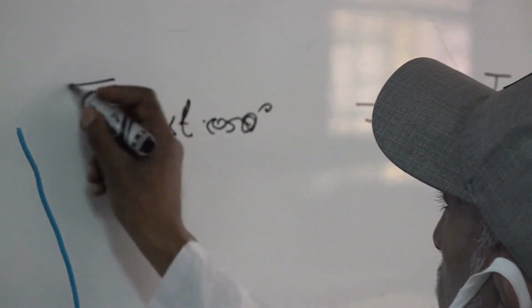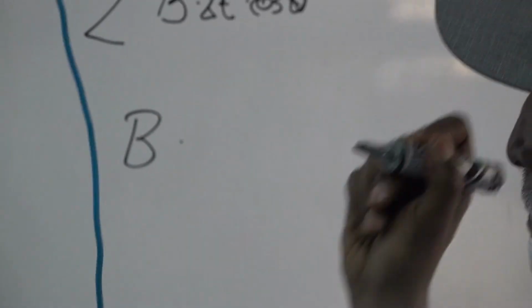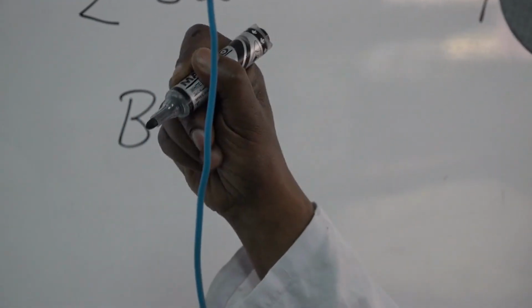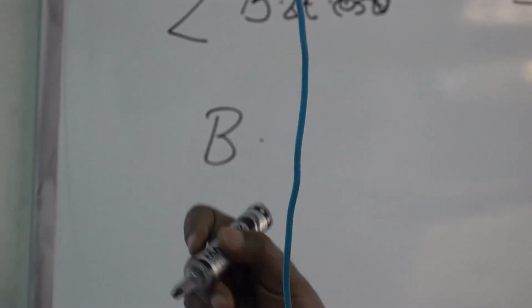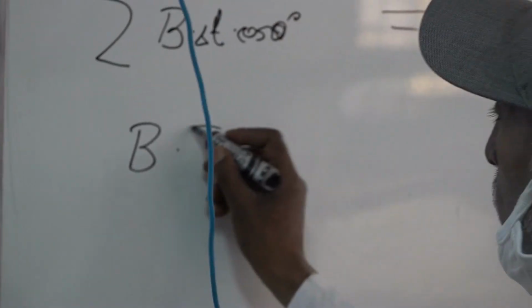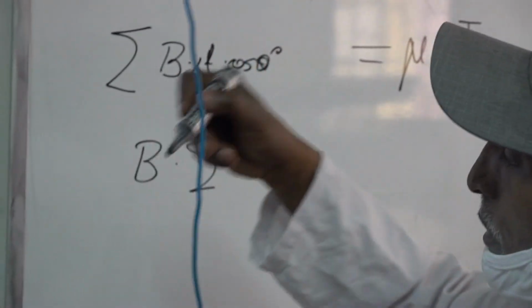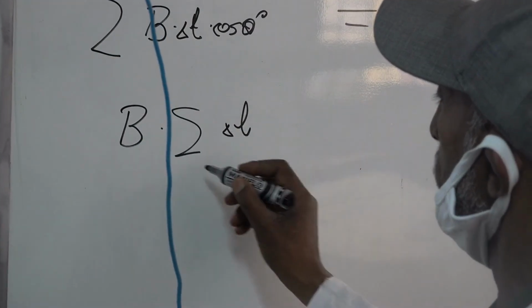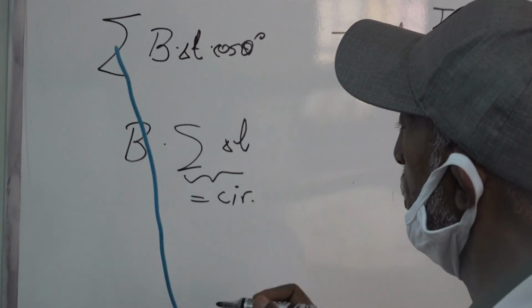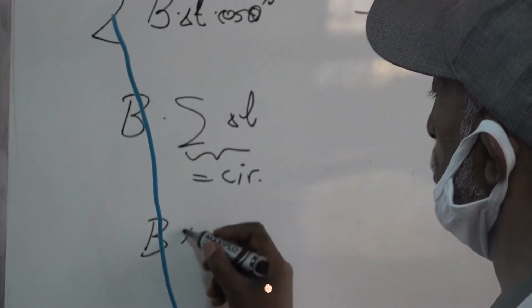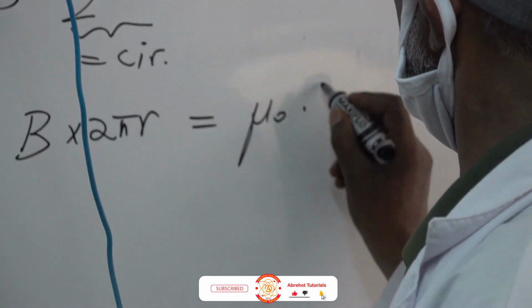So you have the sum of it. Since B is constant, B will be factored out. I said B is constant if you are at the same distance from the wire in all directions, meaning you are moving along a circle. So you have B times the sum of delta L. If you travel along a circle, the sum of delta L will give you circumference. As you know, circumference is 2 pi r. So you get B times 2 pi r is equal to mu0 times I.